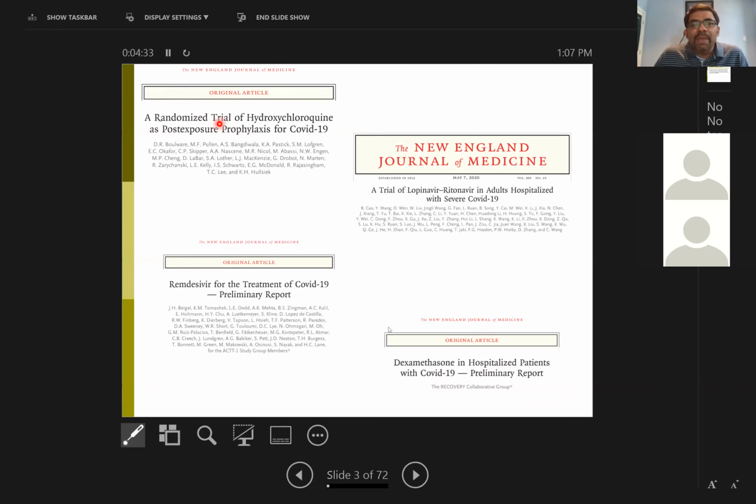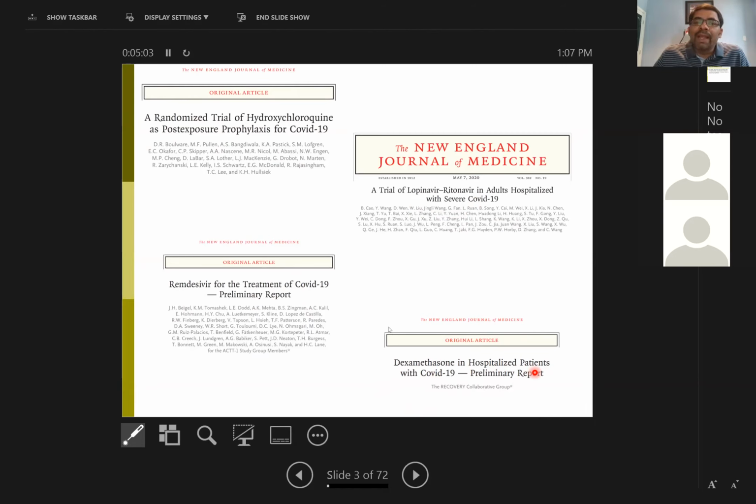So this is a randomized controlled trial on preventing COVID by using hydroxychloroquine. This is a trial on lopinavir, ritonavir for people with severe COVID, remdesivir for the treatment of COVID, dexamethasone for hospitalized patients with COVID. And these trials have been extremely influential and helpful in deciding which treatments work or not work in this pandemic.